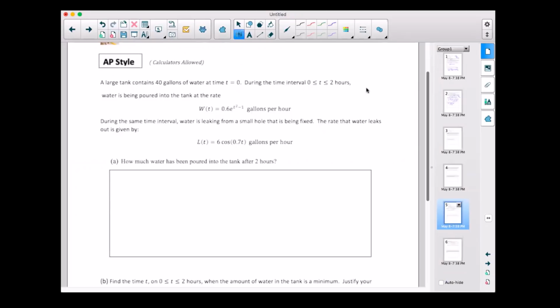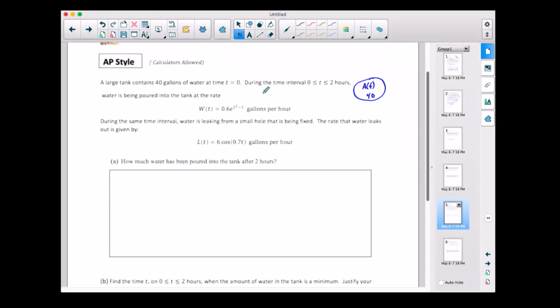So just like we did last time, I'm going to start by drawing this circle. I'm going to call this A of t like I did last time. A of t always represents the amount. It's not a rate, it's a total. And I like to write the starting amount so I don't forget it, right?